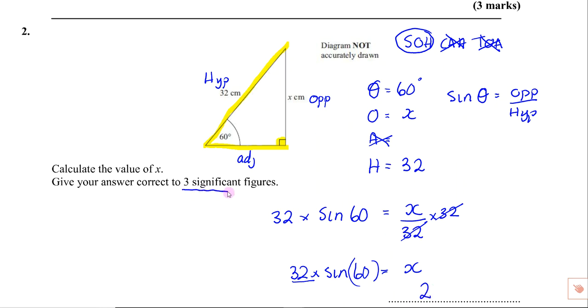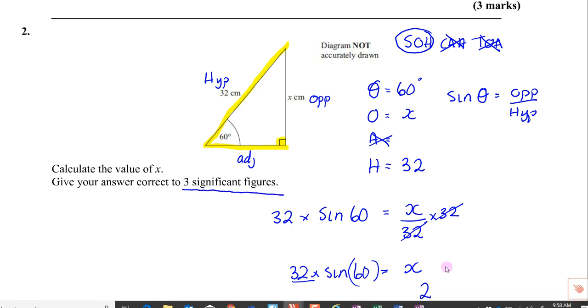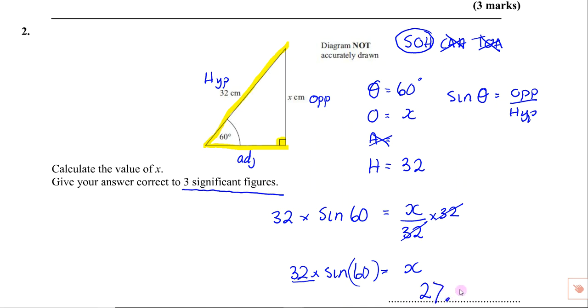So remember, 3 significant figures, so it's 27 point... So it would be 27.7. Are there any units? Centimetres. Does it make sense? Yeah, because this is 32, so to have that as 27.7 makes sense.